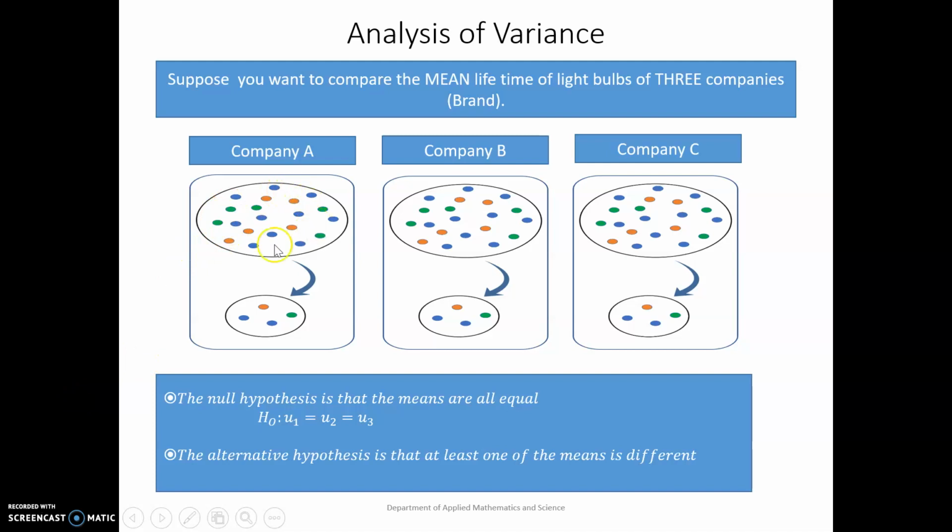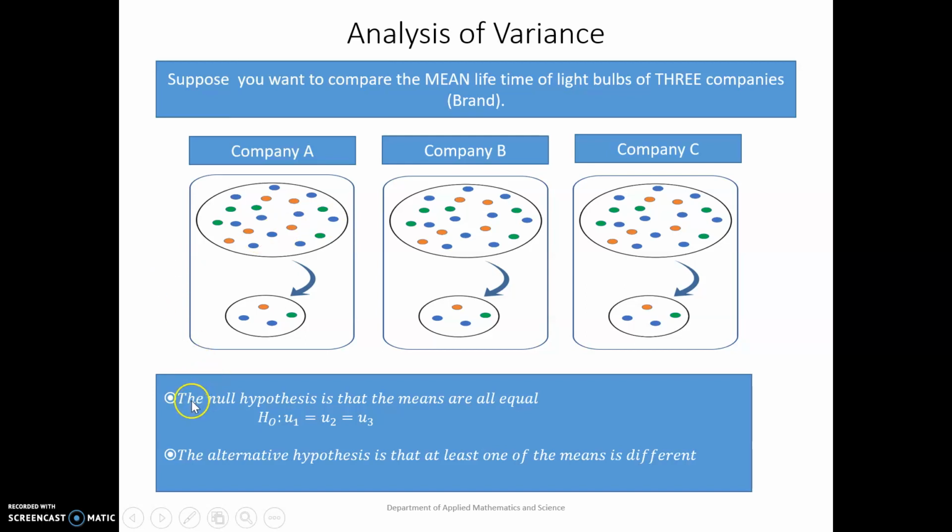So in order to do that, we took a sample from company A, a sample from company B, and a sample of company C light bulbs. So when we take a sample and we calculate the mean, then we are calculating X bar. And same thing here, and same thing for company C. Now, when we compare, we have to use a method called hypothesis testing. There are 6 procedures in order to reach the conclusion by the end of the hypothesis testing.